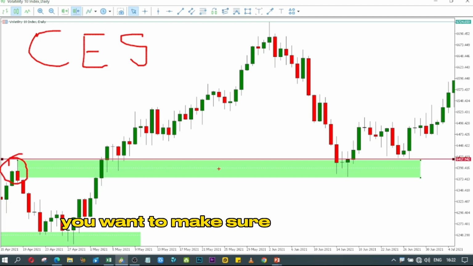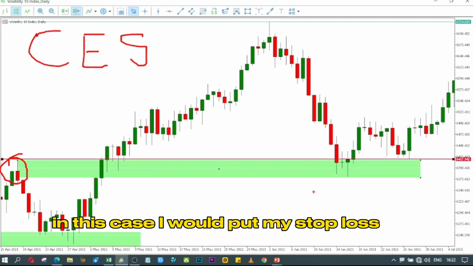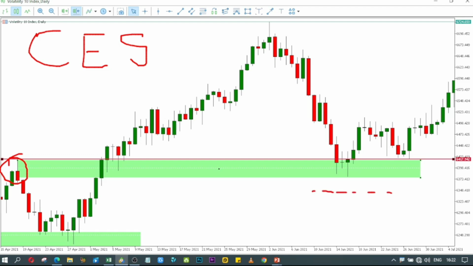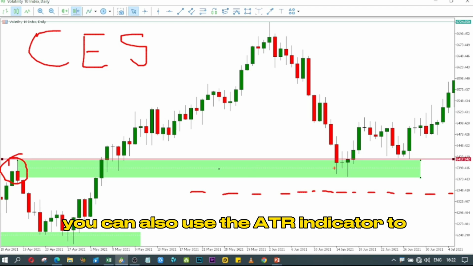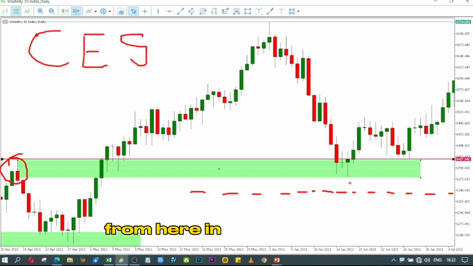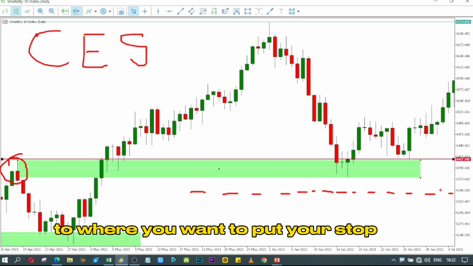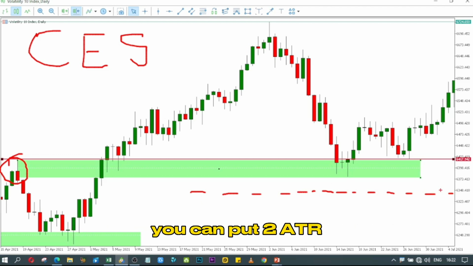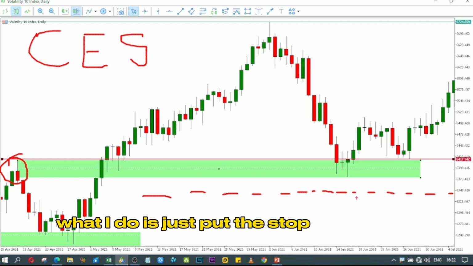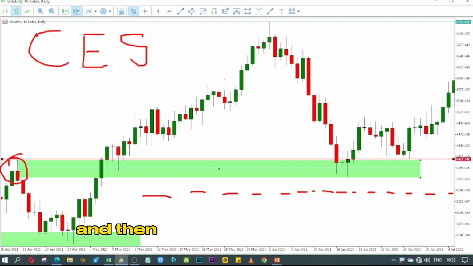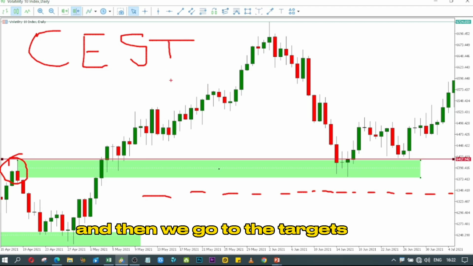So you want to make sure that the size of your zone here, your stop loss can be 2 times that zone. So in this case, I would put my stop loss just below this zone right here. You can also use the ATR indicator to calculate the ATR from here in terms of pips to where you want to put your stop loss. You can put 2 ATR, whatever you want to do, but basically what I do is just put the stop loss below this zone, and then we go to the targets.